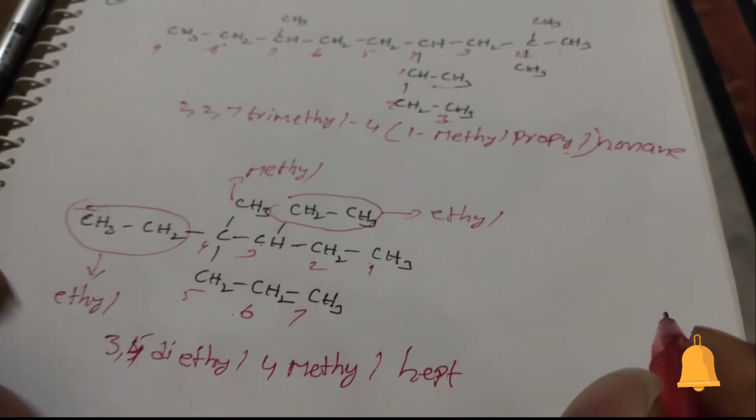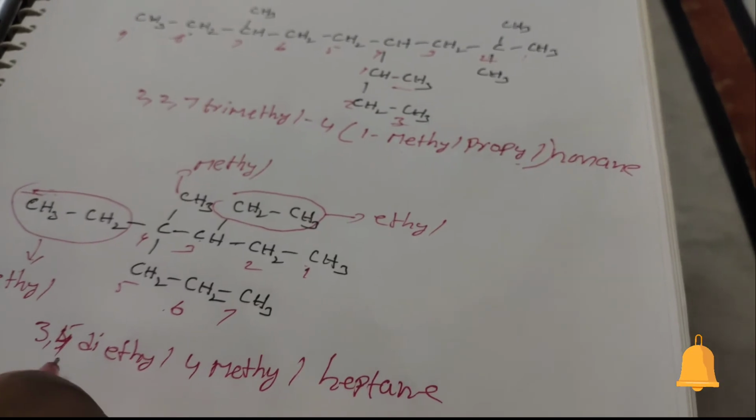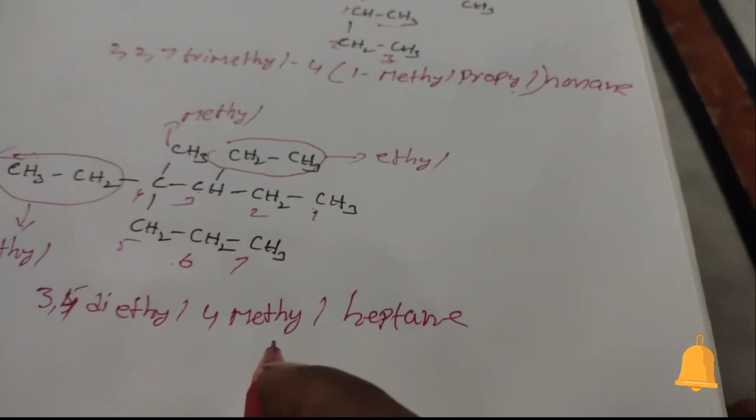Between the carbon and carbon, they are present with single bonds, so I am writing the "ane". 3, 4 diethyl, 4 methyl, heptane.